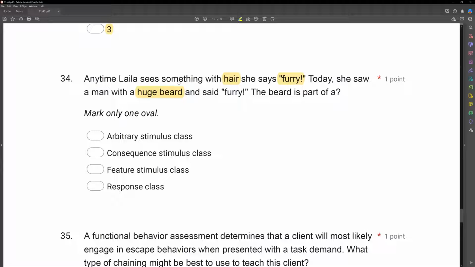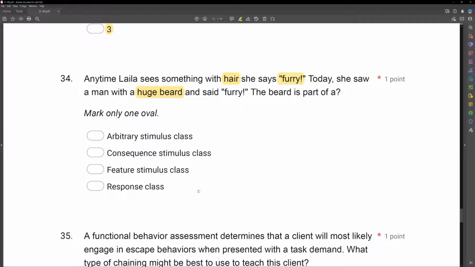What about a feature stimulus class? Well, we know Layla, when she sees something, in other words, a stimulus with hair, she says furry. Today she saw a huge beard, so hair, said furry. So the beard shares features of the stimulus class, hair, which evokes furry. So the beard is part of a feature stimulus class.